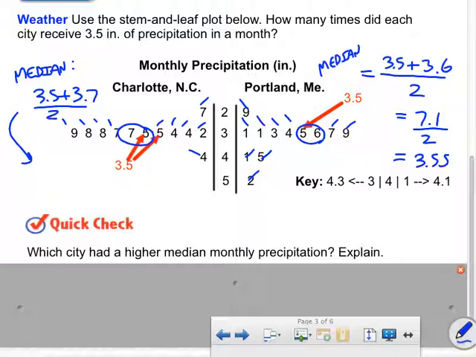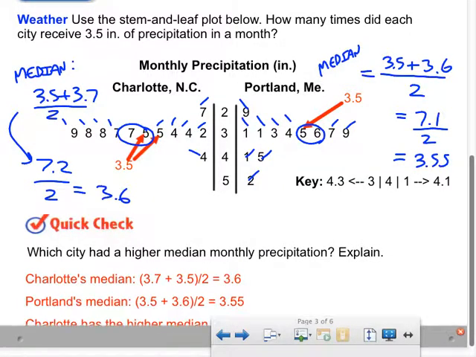What is it? 7 and 2/10. And now we need to divide 7 and 2/10 by 2. What is that going to be? I heard it. Somebody said it. 3 and 6/10. So, what city had the highest median monthly precipitation? Charlotte. 3 and 6/10 is greater than 3 and 55/100. Okay, that was the answer.